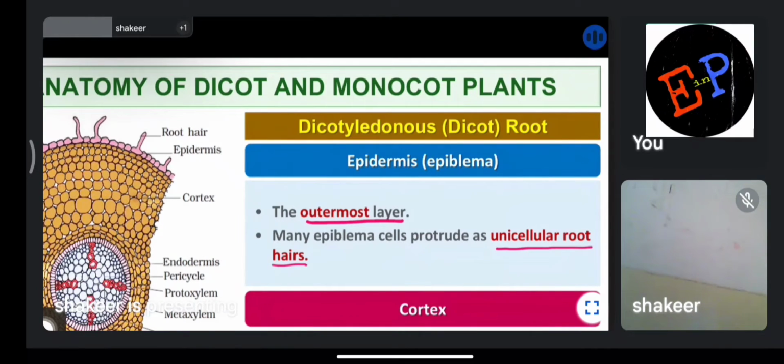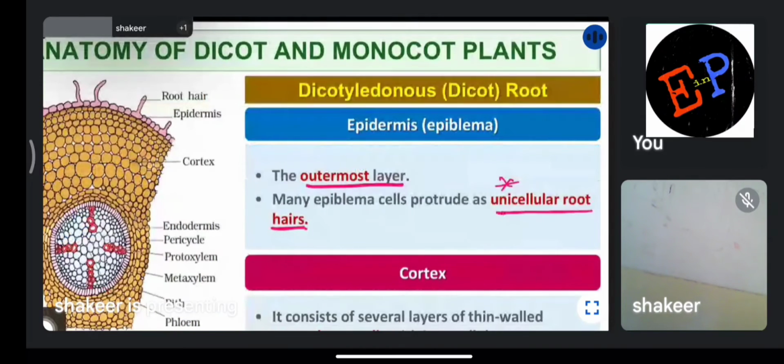Roots have hairs. For example, we have studied taproot system and fibrous root system. For a taproot system, again you will find root hairs. So what is the function of these root hairs? They will increase the surface area of the roots, so that if surface area is greater, they can absorb more and more water. That's what we have studied. So epidermis is the outermost layer, and most of the cells come out as unicellular root hairs. Unicellular is an important point here. Root hairs are not multicellular, they are unicellular.